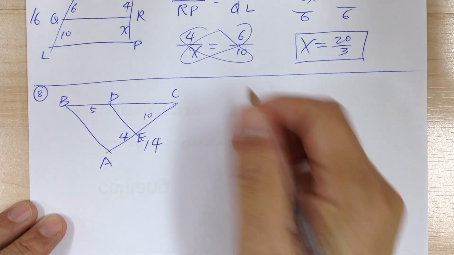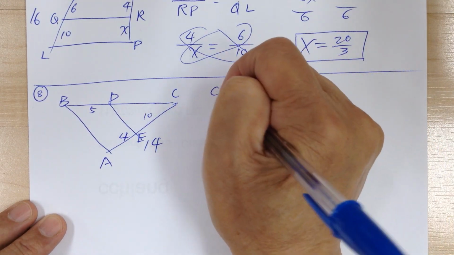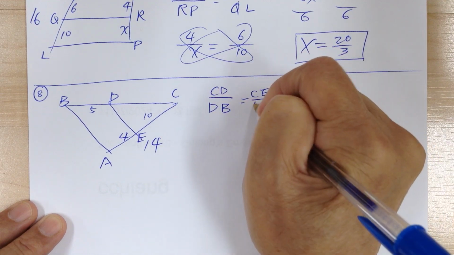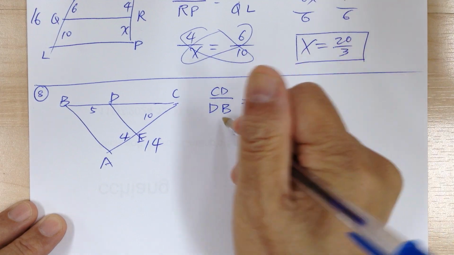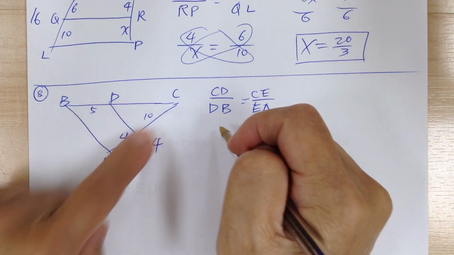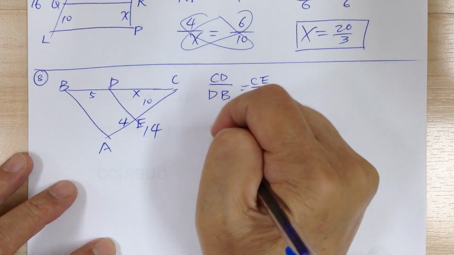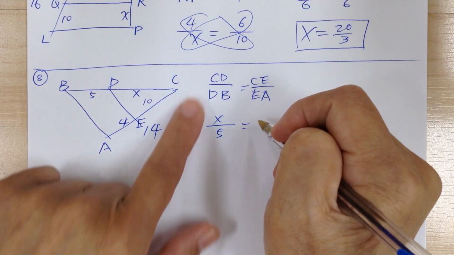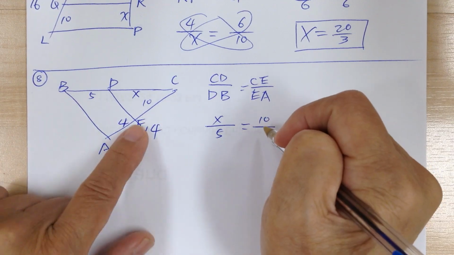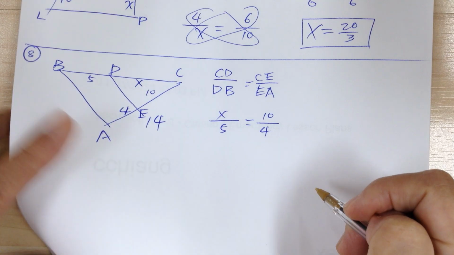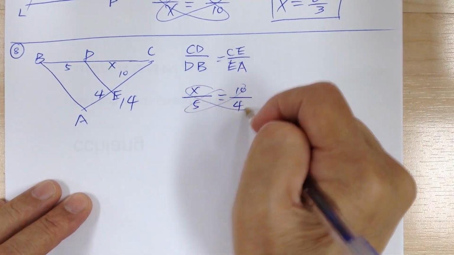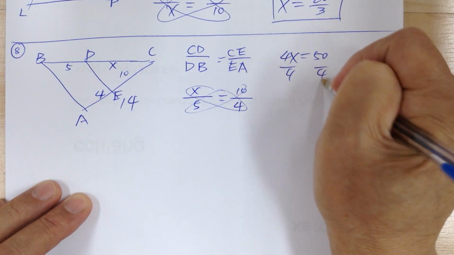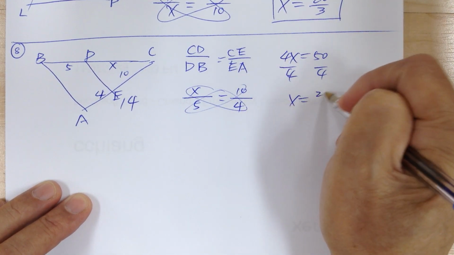So again, they give you the ratio already. CD over DB equals CE over EA, and you're looking for CD. CD you don't know, so call it X. So you got X over DB, that's 5, and you got CE is 10, EA is 4. So you can cross multiply. You got 4x equal to 50, divide by 4, so x equals 25 over 2.